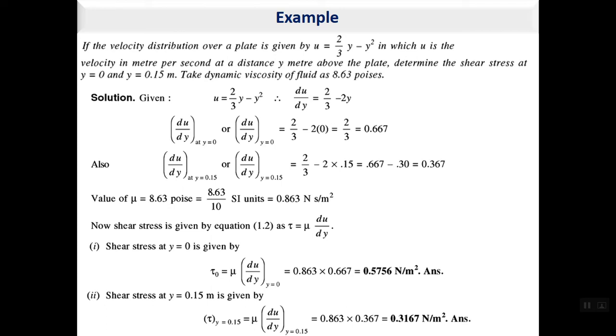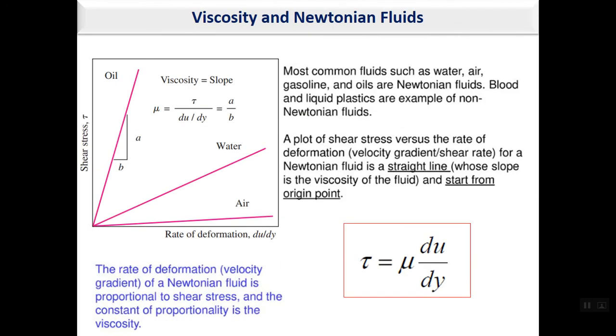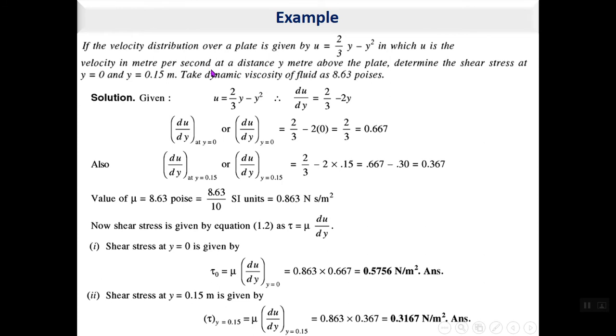There are different types of examples or problems which can be solved by even this simple formula, tau equals mu du over dy. For example, if someone gives you the u function as a function of y, like this example: if the velocity distribution over a flat plate is given by this u, which is a function of y, in which u is velocity in meter per second at a distance y meter above the plate, determine the shear stress at y equal 0 or 0.15.